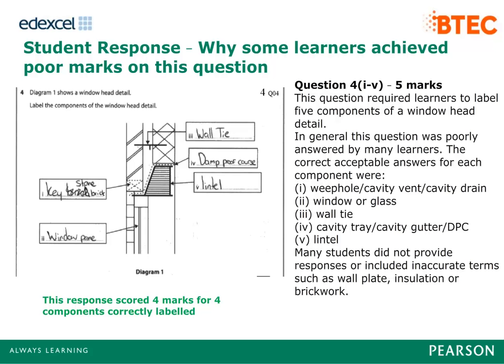Part 2. Window or glass. Part 3. Wall tie. Part 4. Cavity tray or cavity gutter or DPC. Part 5. Lintel. Many students did not provide responses or included inaccurate terms such as wall plate, insulation or brickwork. The response included scored 4 marks for 4 components correctly labelled.